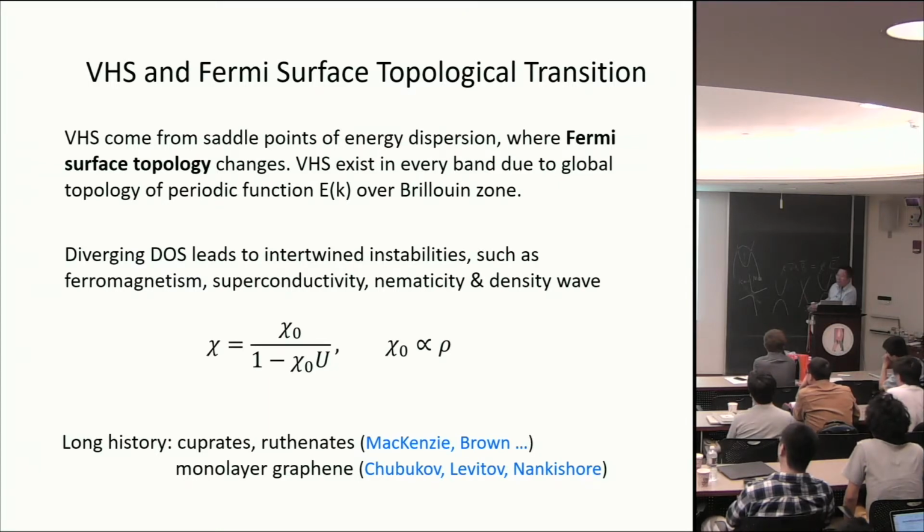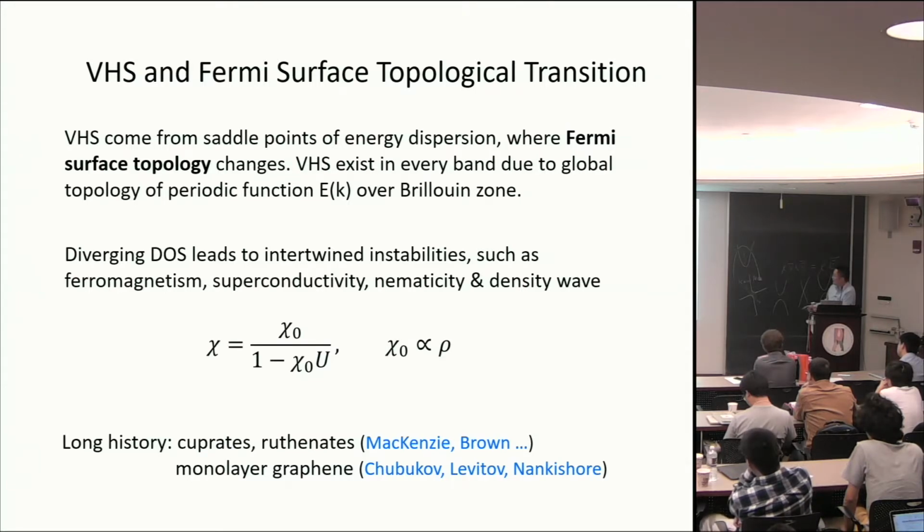So there's a long history of thinking about correlation effects when the Fermi energy is close to this divergent density of states. It basically leads to various kinds of possible instabilities, right? Because in a simple mean field theory, the susceptibility is proportional to the non-interacting susceptibility enhanced by this Stoner factor. But when the bare susceptibility diverges as the density of states, all these susceptibilities like ferromagnetism, superconductivity, nematicity, density wave, they all diverge, right? They all have logarithmic divergence. So this naturally leads to competing instabilities.